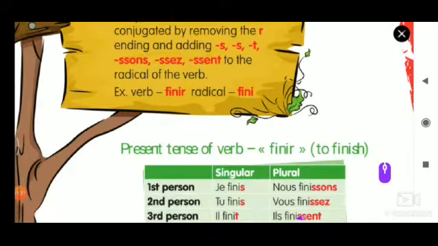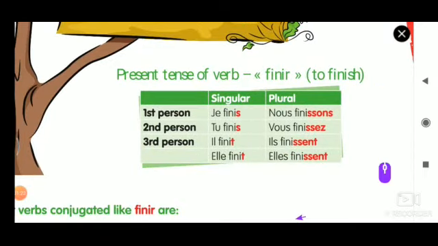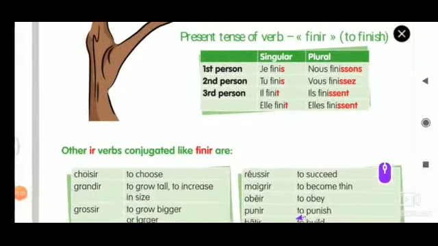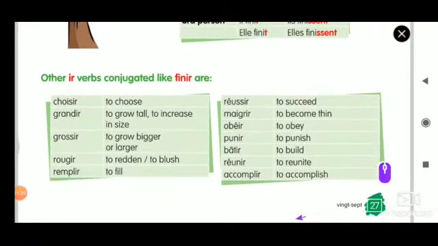Now I will explain the different forms of verbs in IR. First we must memorize this. Other IR verbs are conjugated like finir, which means the same type of conjugation will come for the following verbs. Choisir means to choose. Choisir, to choose. Repeat with me, this is just like vocabulary.